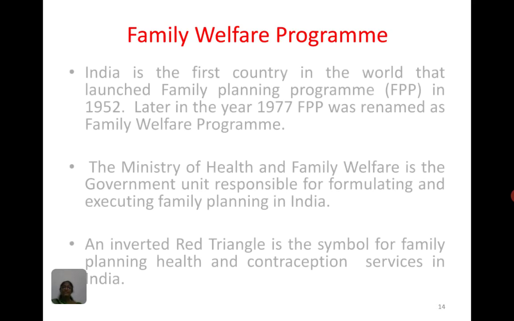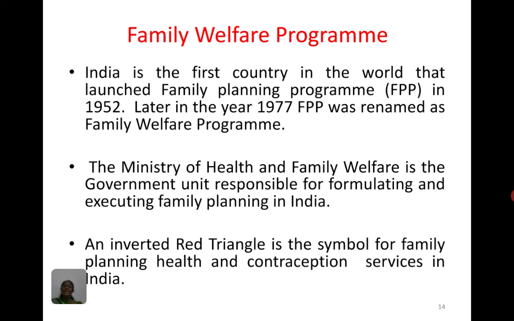Now let's see the family welfare program. India is the first country in the world that launched a family planning program, in 1952. Later, in the year 1977, the family planning program was renamed as the Family Welfare Program. The Ministry of Health and Family Welfare is the government unit responsible for formulating and executing family planning in India. An inverted red triangle is the symbol for family planning, health, and contraception services in India.